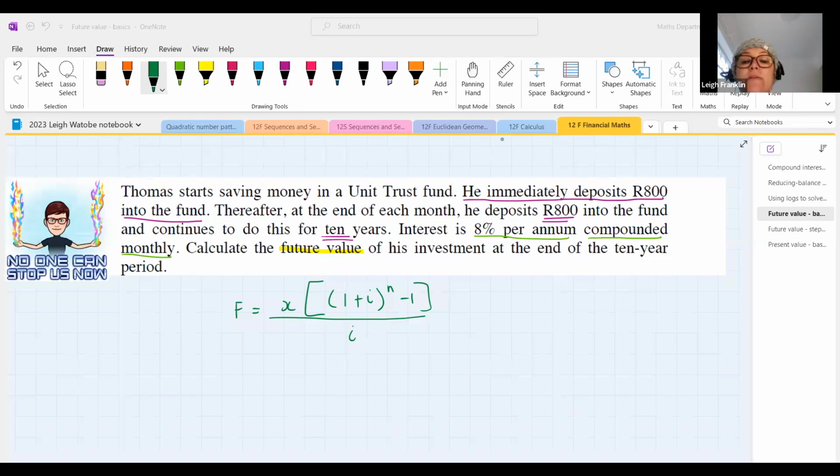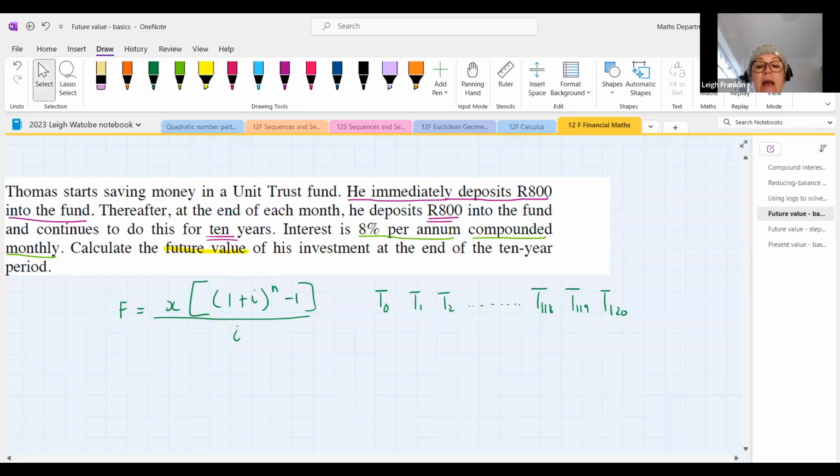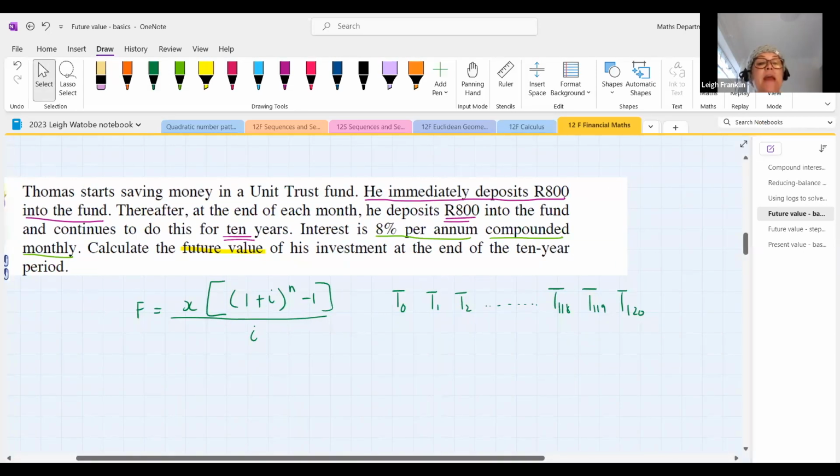Okay. So in this scenario, we have T0, T1, T2. These are the months, because remember, it's a monthly payment that Thomas is making. Tick, tick, tick, tick, tick, all the way down to the end. So 10 years, right? So 10 times 12 would be 120. So let's go 118, 119, 120.